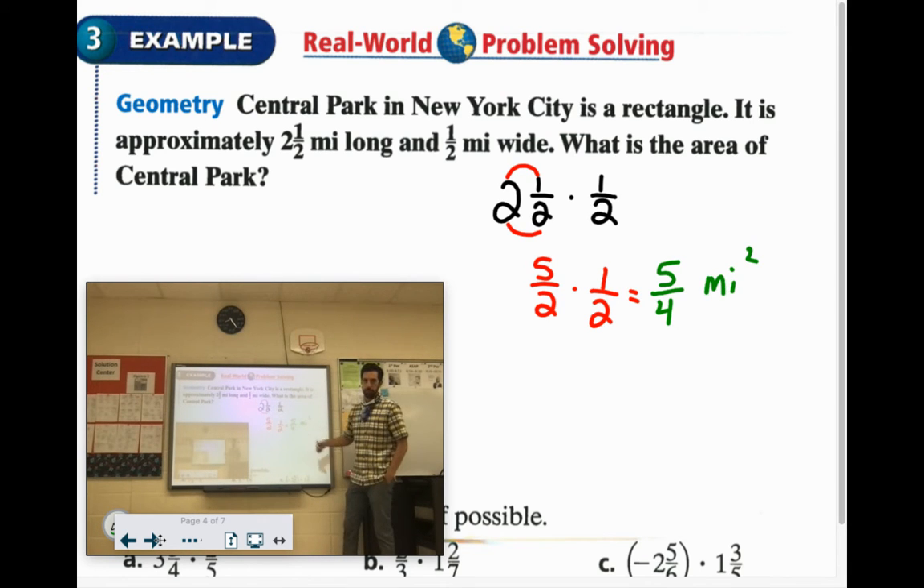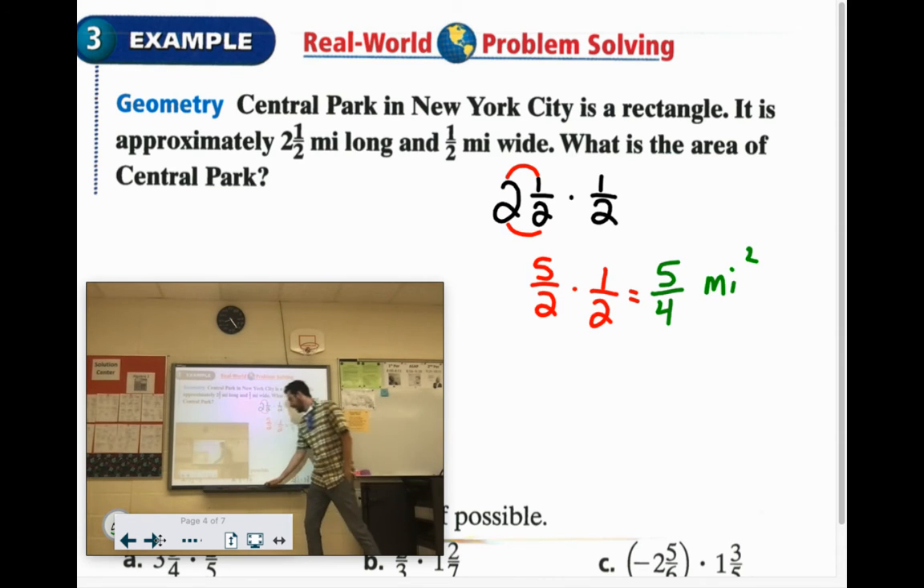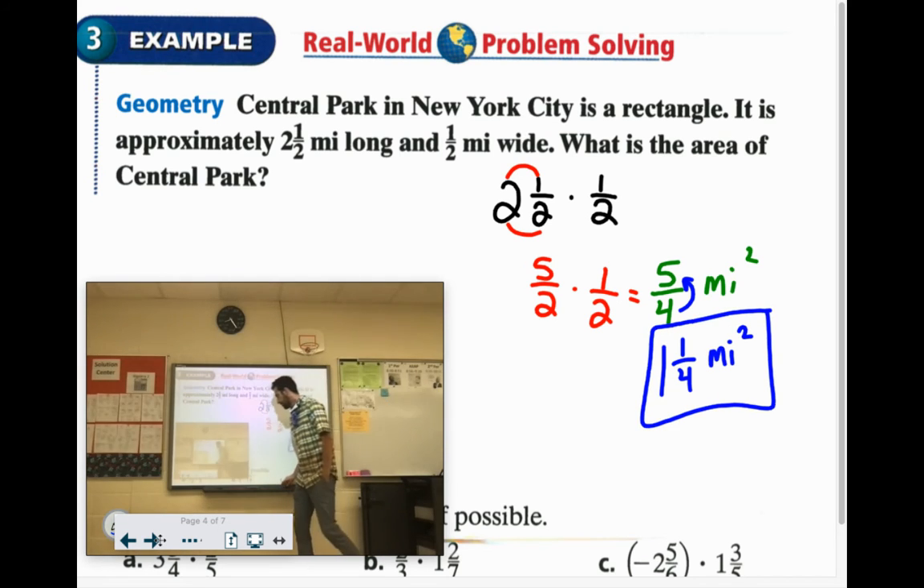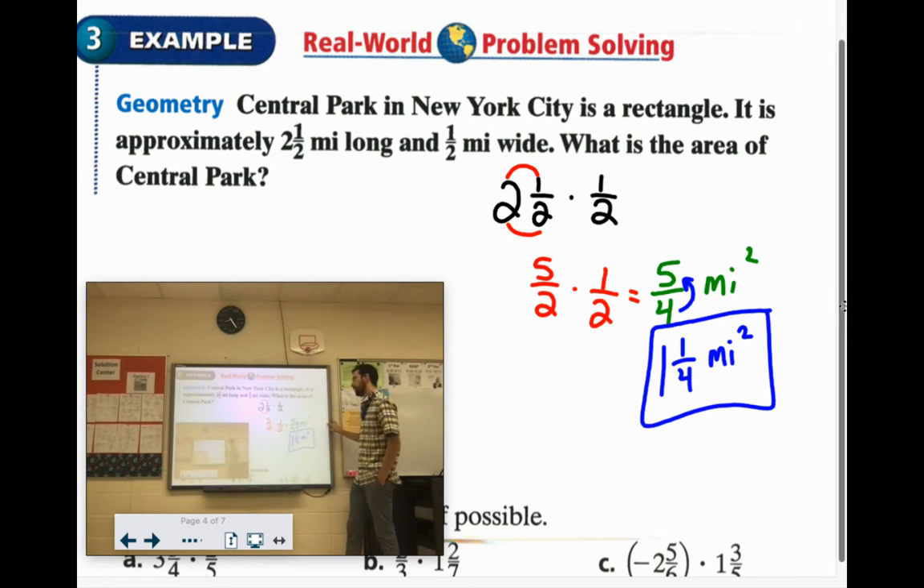Right? We did miles times miles. Area is that unit squared. Now, they gave us mixed numbers in the original problem, so we're going to give them an answer as a mixed number. How many times can 4 go into 5? Once. And then there'd be 1 left over. So 1 and 1/4. 1 1/4 square miles.